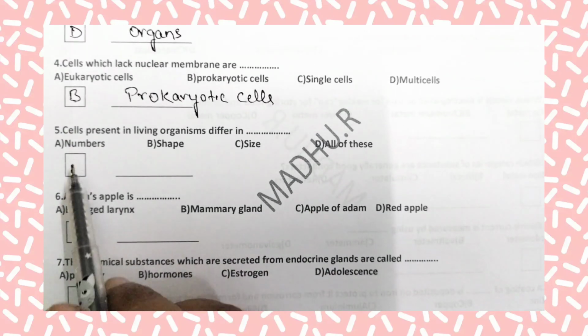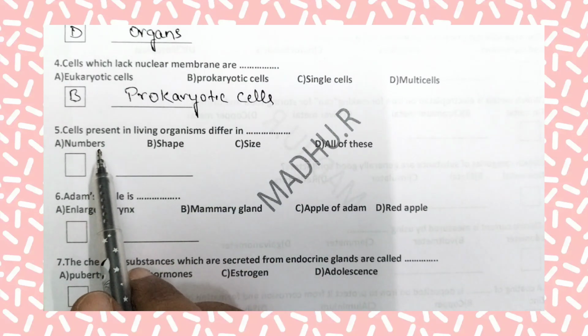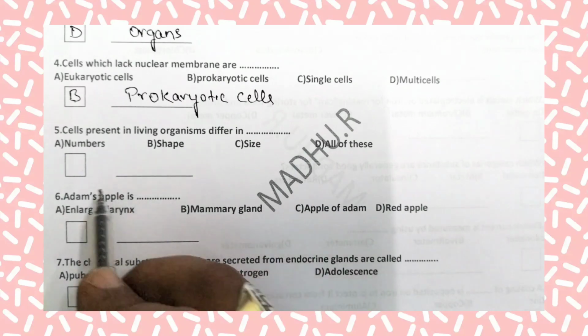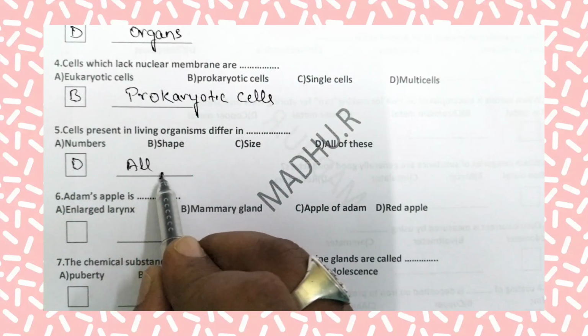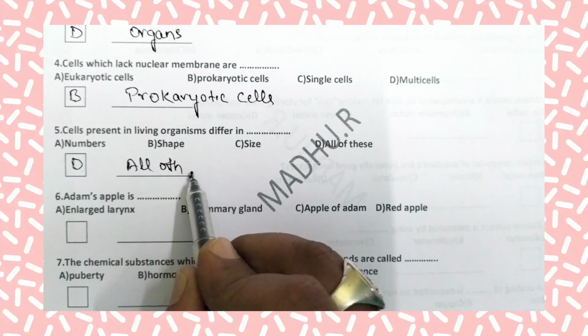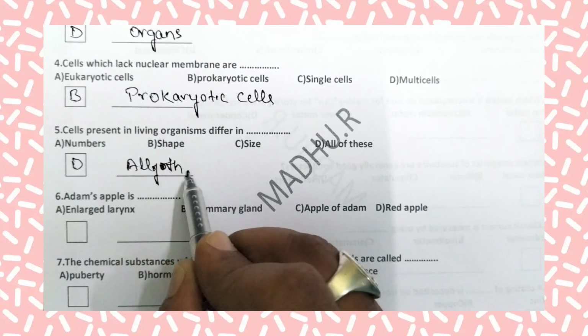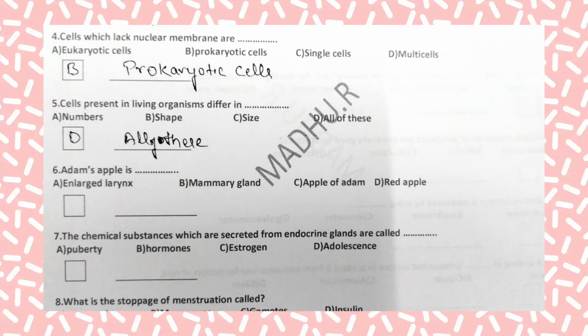Next, coming to the next one: cells present in living organisms differ in number, shape, size, all of these. The right answer for the fifth question is option D, all of these, because they vary in number, they vary in shape, and they vary in size also. Therefore, all of these is the right answer.